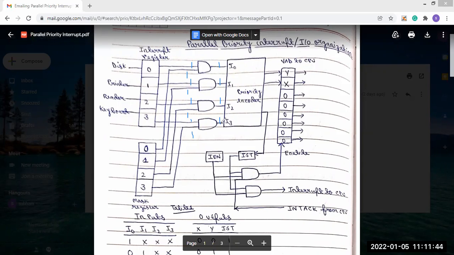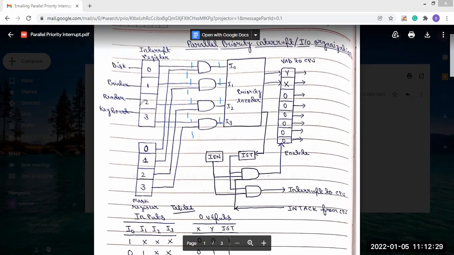Now in our 4x2 priority encoder, if the high priority input output device generates an interrupt, then we take a don't care condition in case of the other input output devices. Let's say we have 4 input output devices and all 4 have generated the interrupt. Now among them, we will see which has the highest priority. And priority is based on the speed.